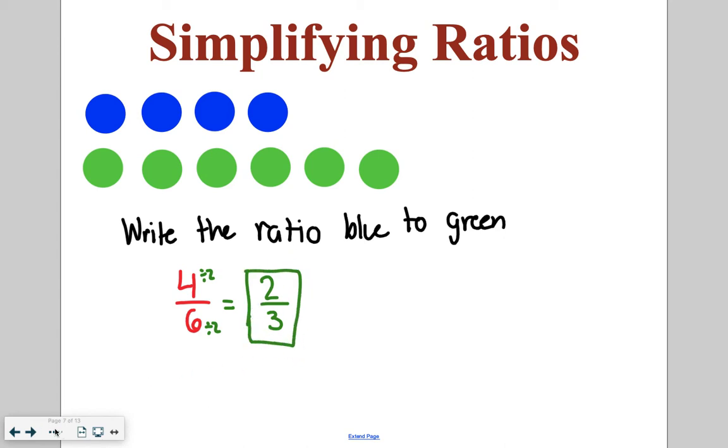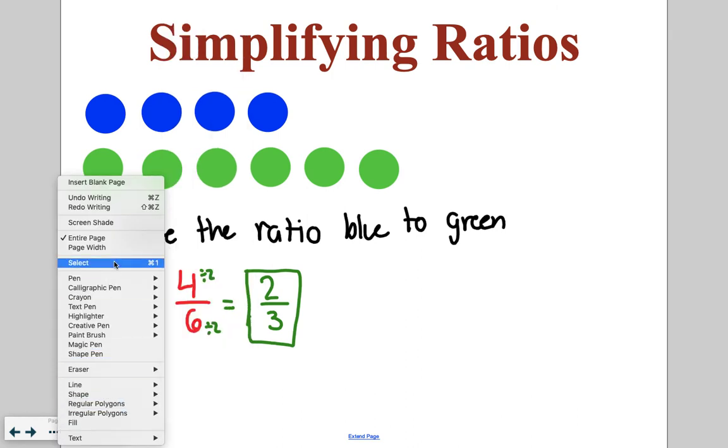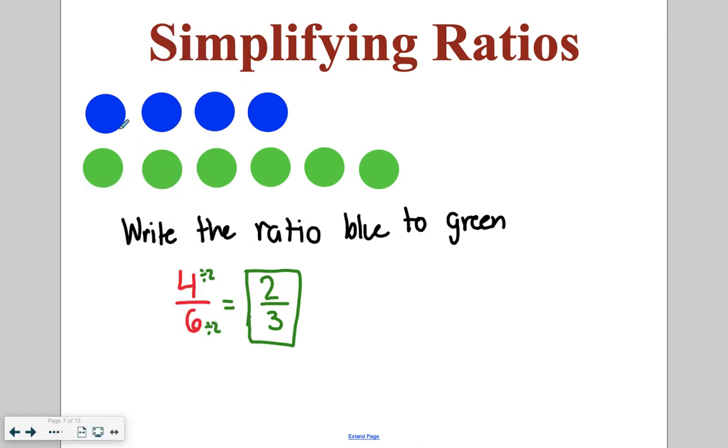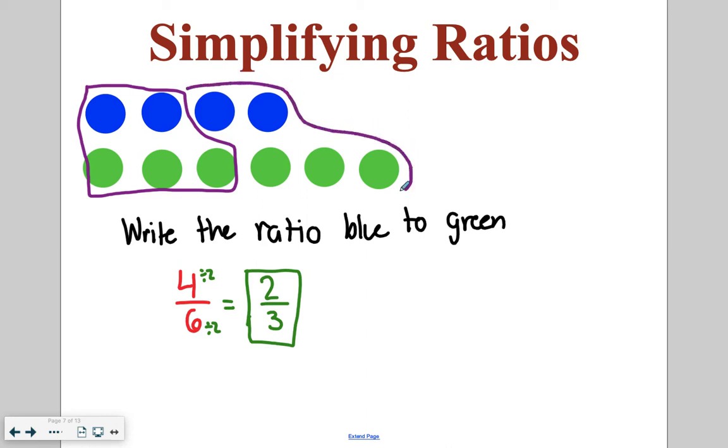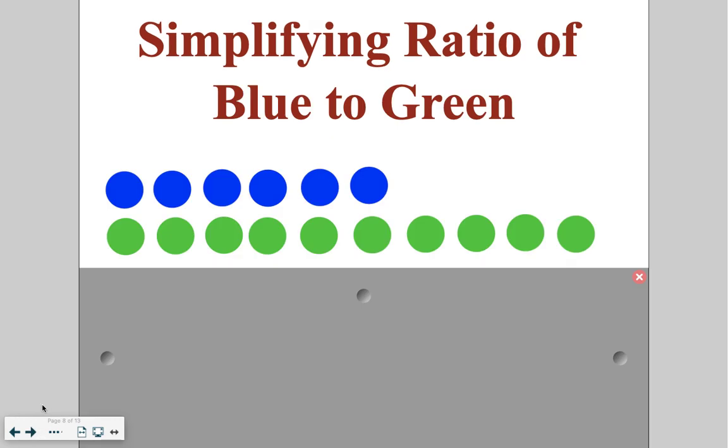So what that means is for every 2 blue circles, there's going to be 3 green circles. And again, every 2 blue circles, there's 3 green circles. And that ratio, that pattern would hold if we continued. So the simplified version makes it so that we're dealing with smaller numbers. Go ahead and write this simplified ratio of blue to green for this problem.